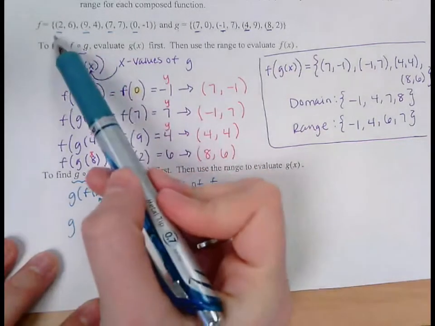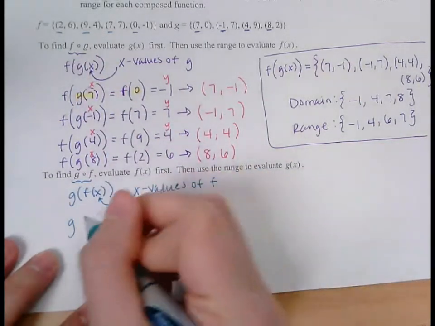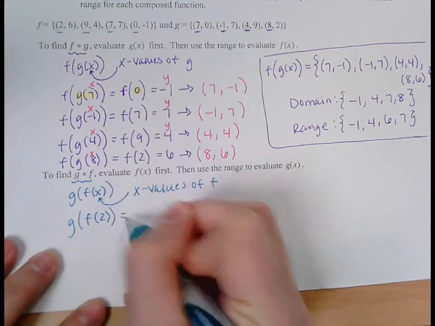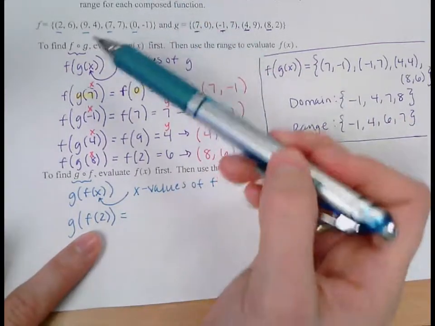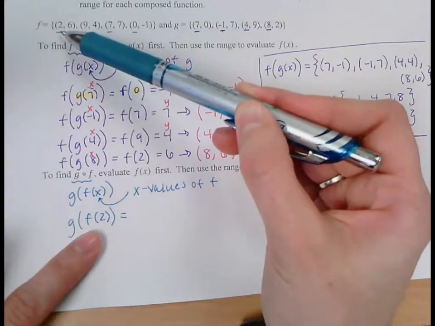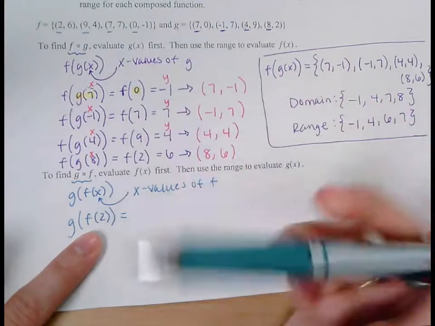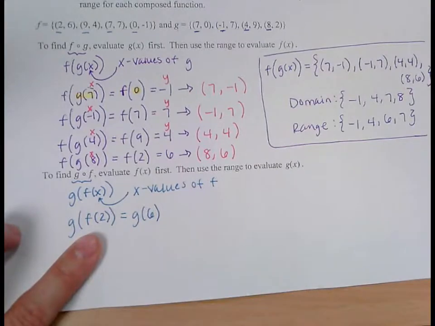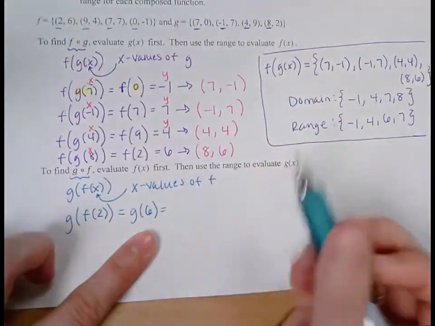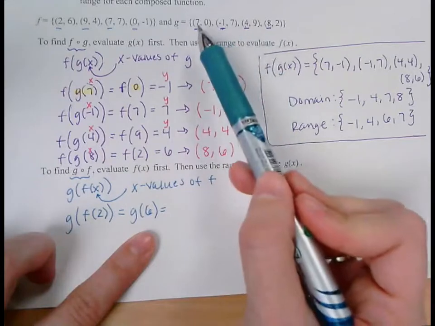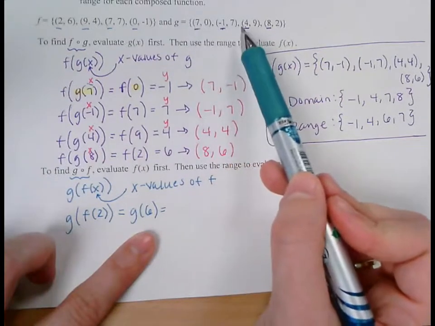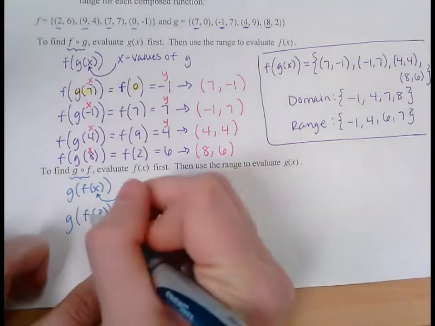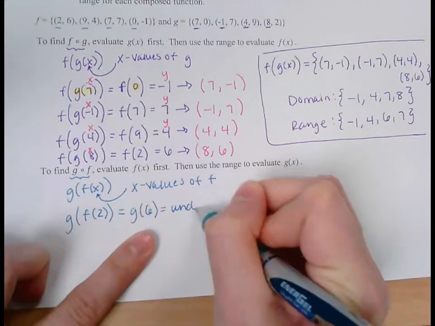So the first ordered pair for f has the x value of 2, so I'm first going to find g of f of 2. And if I look at the ordered pair for f, when x is 2, the y value is 6. So this means that I'm finding g of 6. So then I have to look at the function g and see if any of the ordered pairs have an x value of 6, which they don't. So if that happens, this means that that value is undefined.